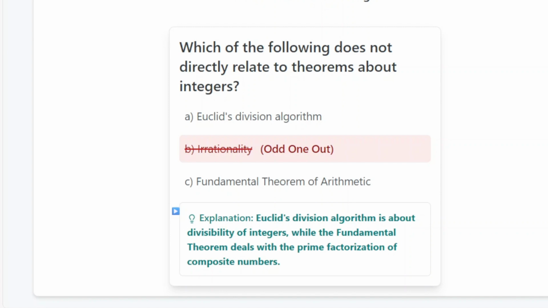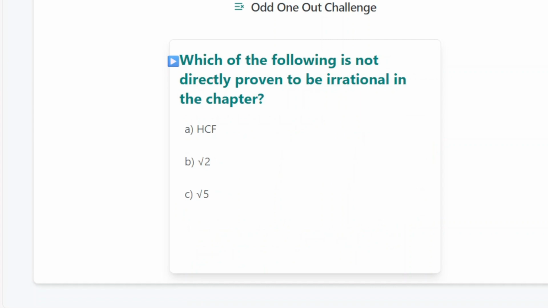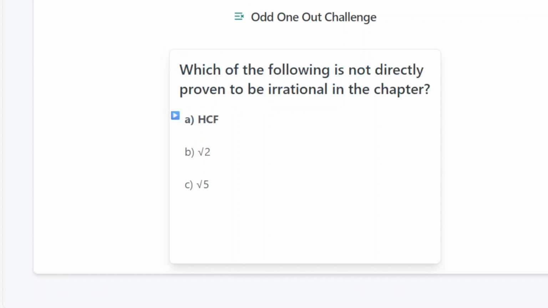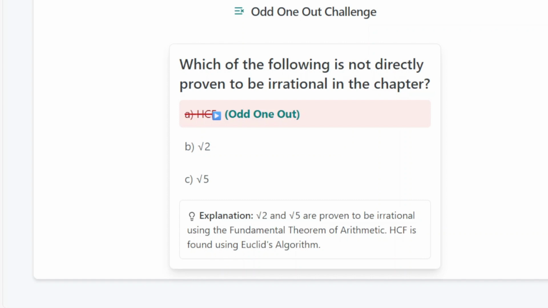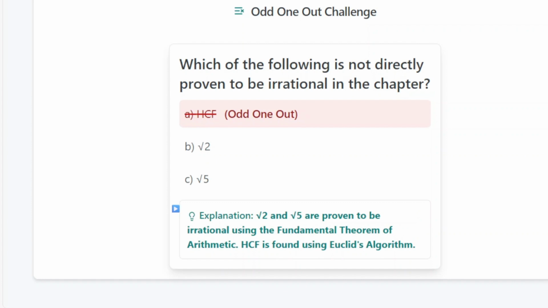Which of the following is not directly proven to be irrational in the chapter? HCF. Square root 2. Square root 5. The odd one out is HCF. Because square root 2 and square root 5 are proven to be irrational using the fundamental theorem of arithmetic. HCF is found using Euclid's algorithm.